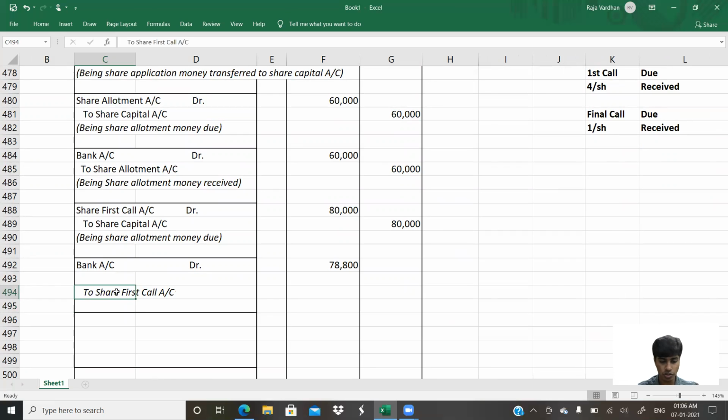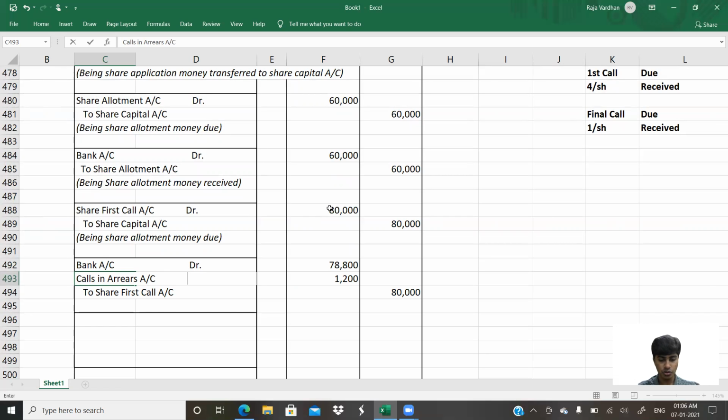Here, first call account: how much was receivable? The amount that was receivable is 80,000. What was received is 78,800. Difference is how much? 1,200. What is this? Calls in arrears. Sir, what is calls in arrears? Calls in arrears refers to such money which is called but not received.